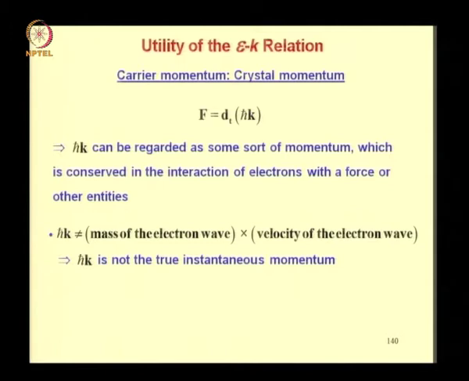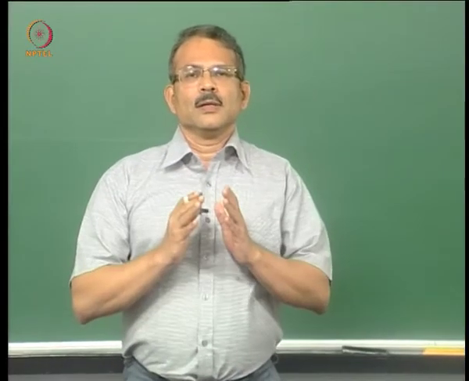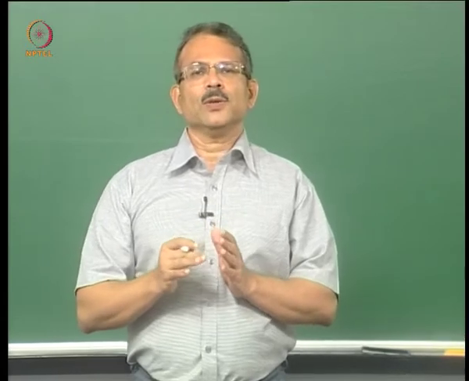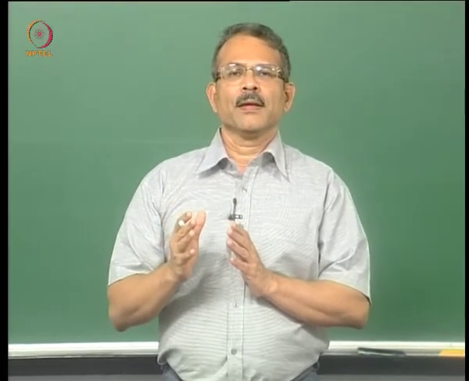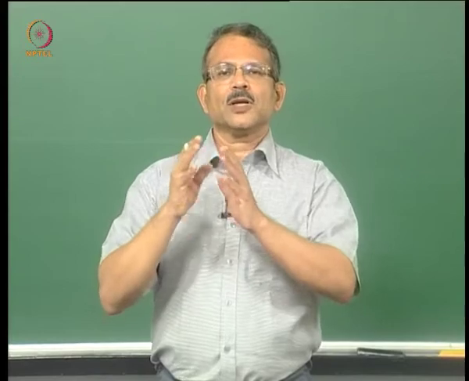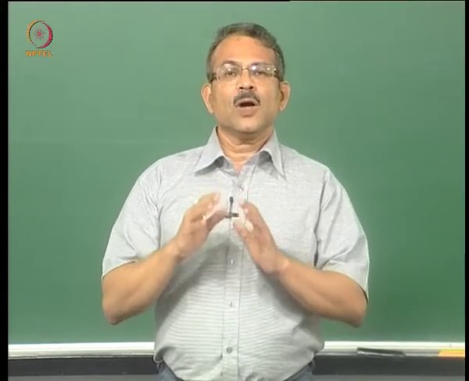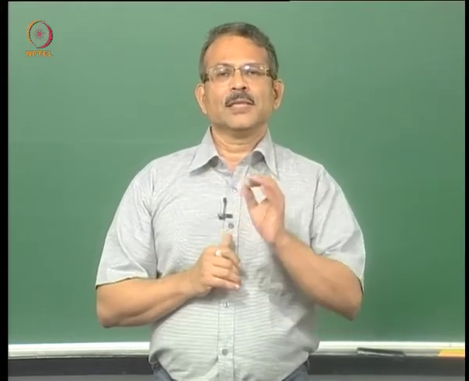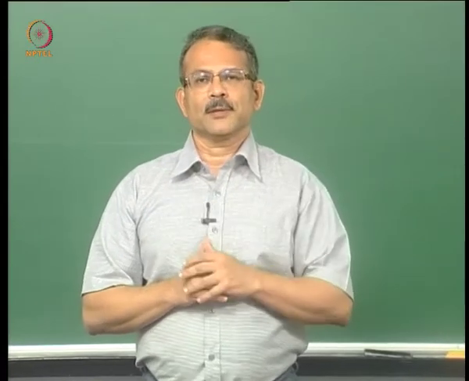Now the h cross k term is not equal to the mass of the electron wave into the velocity of the electron wave, which is the group velocity, and therefore h cross k is not to be regarded as the true instantaneous momentum. Now this is an important point. Although the equation F is equal to d by dt of h cross k points towards calling h cross k as some sort of momentum, it is not the true instantaneous momentum, which is given by the mass into velocity.